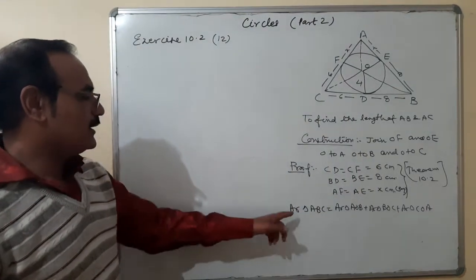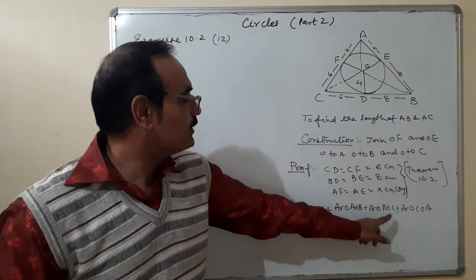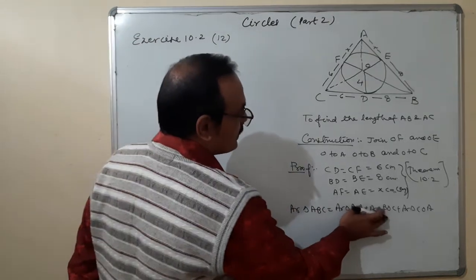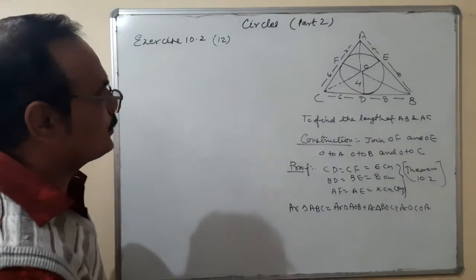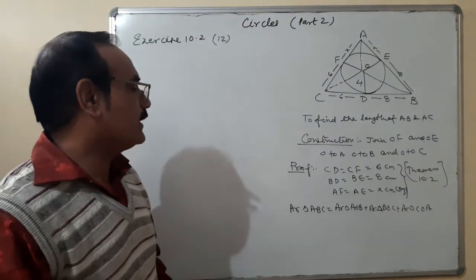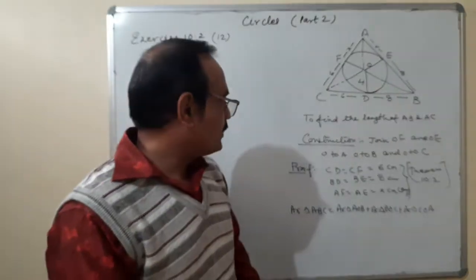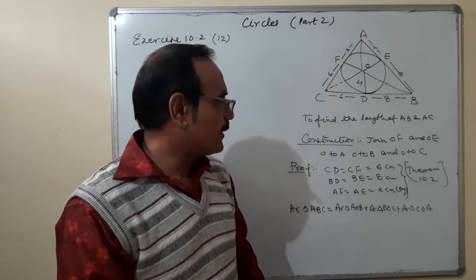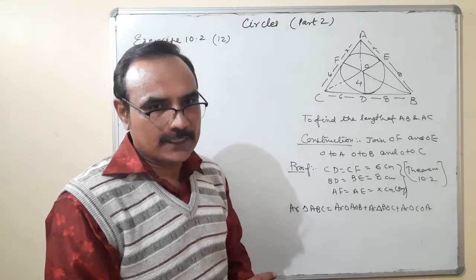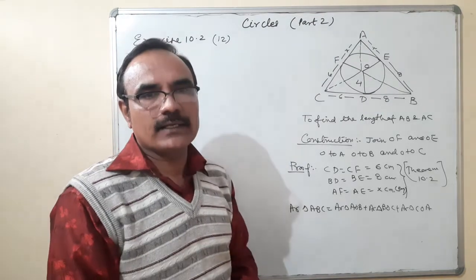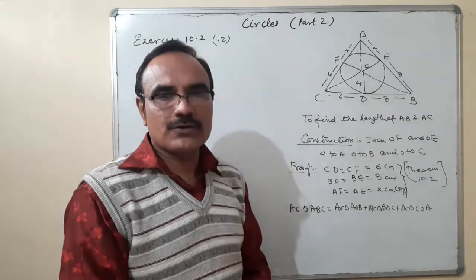Area of triangle ABC is equal to area of triangle AOB plus area of triangle BOC plus area of triangle COA. Area of triangle ABC: here you can see that there is no perpendicular. Half into base into height cannot be used here in this triangle. It is not an equilateral triangle, so we cannot use root 3 upon 4 side square. So here we will have to use Heron's formula.